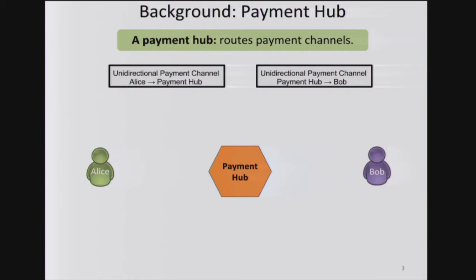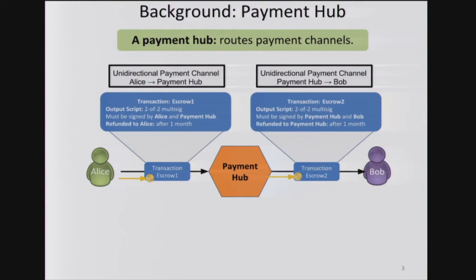So Alice and the payment hub have a unidirectional payment channel. The payment hub and Bob have a unidirectional payment channel. This is implemented with 2 escrow transactions, which are 2-of-2 multisig. So they require both parties on each end of the escrow to sign off to spend that escrow.